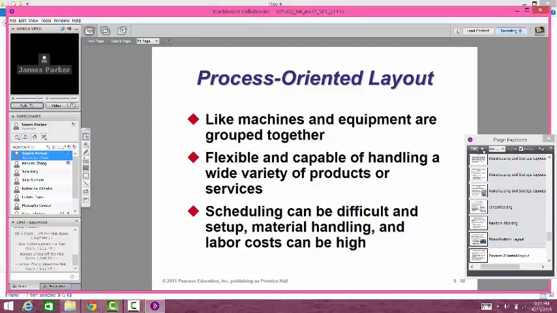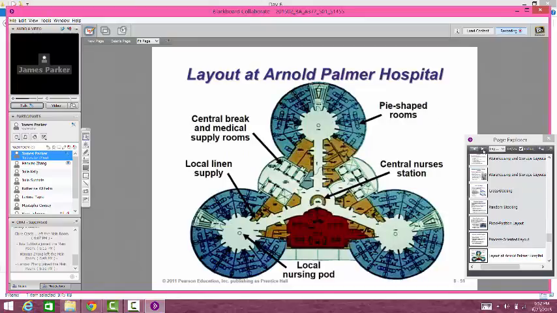Process-oriented, the kind of work cell type thing. Wide variety of projects. Scheduling can be difficult because, again, just due to the variety. It's not a product type focus. It's not an assembly line. It's more of a job shop that focuses on one item at a time. One of the ways to work around this, again, would be the central nurse station with the rooms out to the side, so you could minimize the number of steps that you would have to take to give that specialized care.